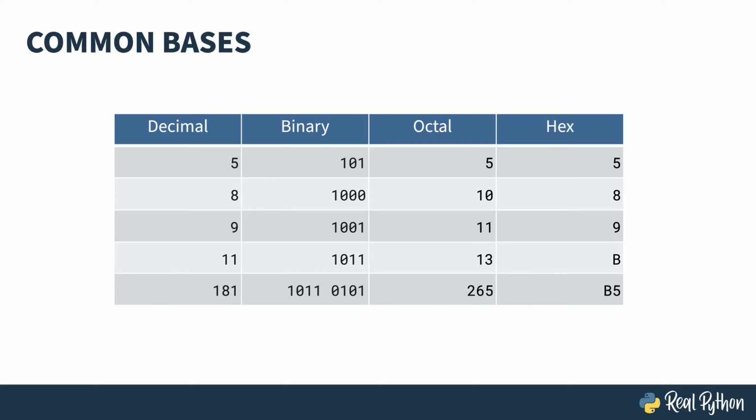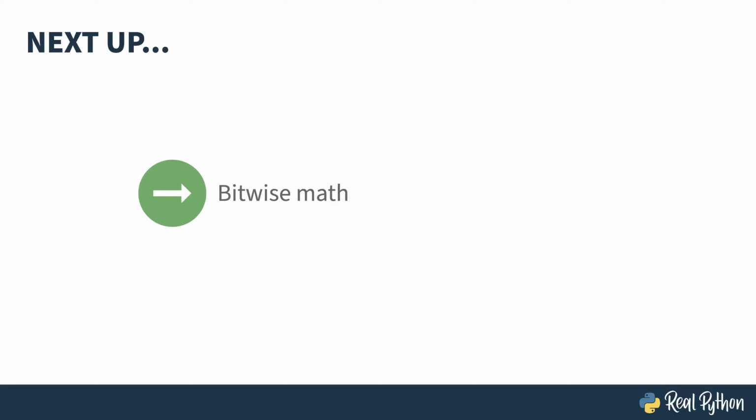And of course, in the more human-readable format, 11 decimal times 16 plus 5 is 181 decimal. Now that you've got binary in your brain, next up, I'll show you bitwise operations that affect binary values.